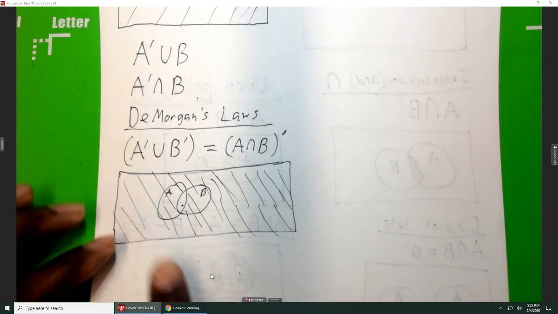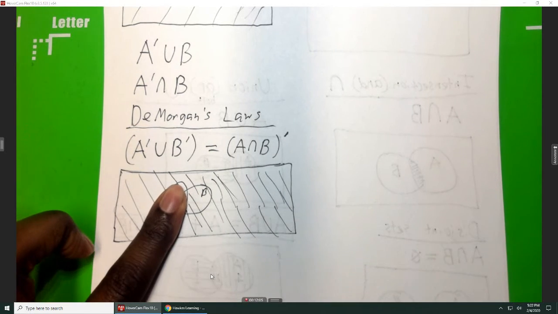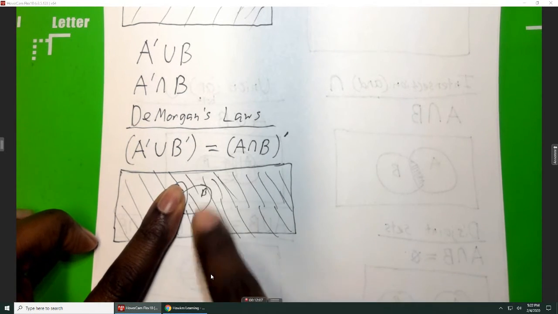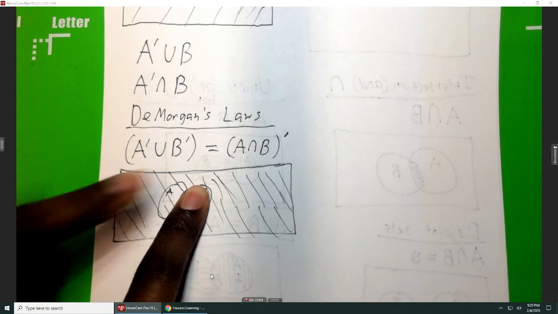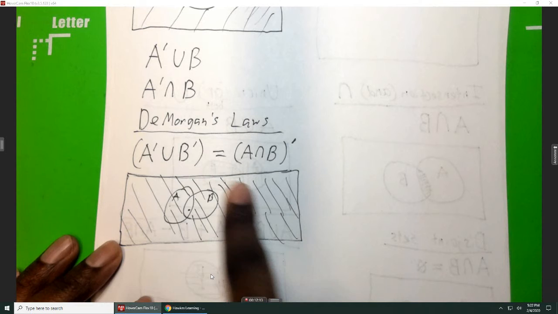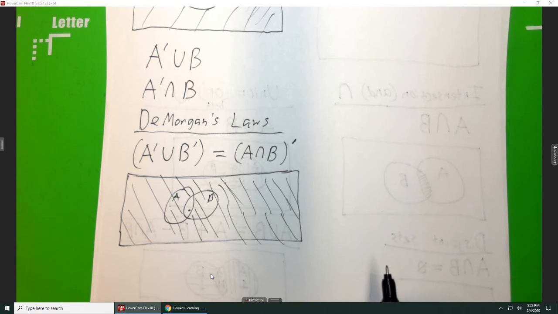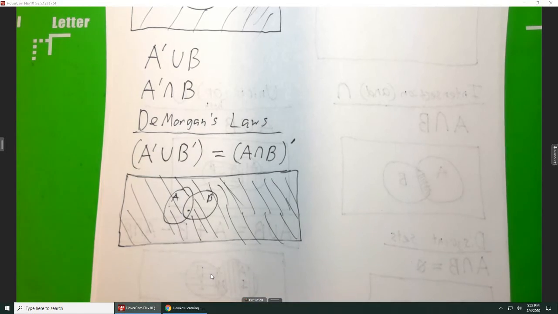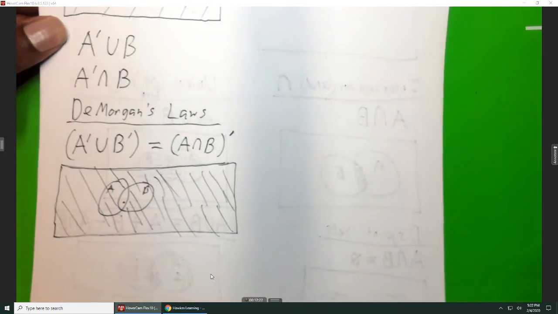Because for A complement, you have to shade everything but A. And then for B complement, you would shade everything but B. And then you have to add together the pieces that had double shading, which would be all of this, or add together the pieces that had any shading. And then there's one more.